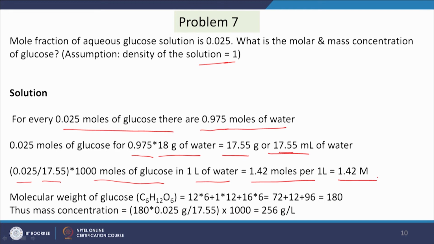So, molecular weight of glucose, you can calculate here, C6H12O6, is equal to 180. So, we can multiply 180 into 1.42, and we will be getting 256 gram per liter. Alternatively, the mass concentration you can calculate as 180 into 0.025 divided by 17.55 into 1000, the formula which we have used here. So, we can get 256 gram per liter. So, now we are able to find out the molar concentration and mass concentration of glucose in water.